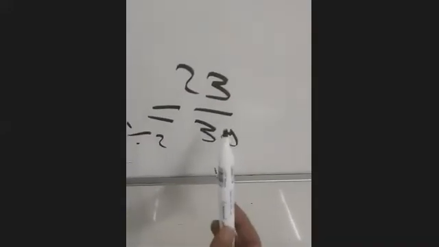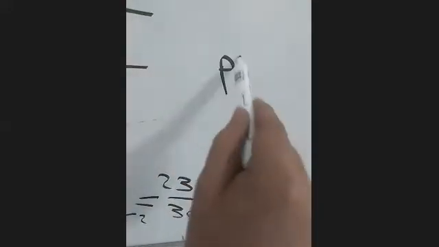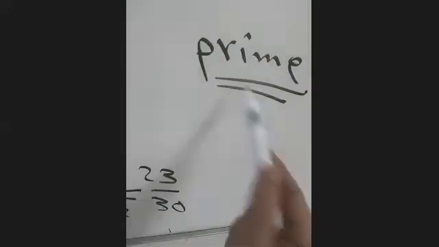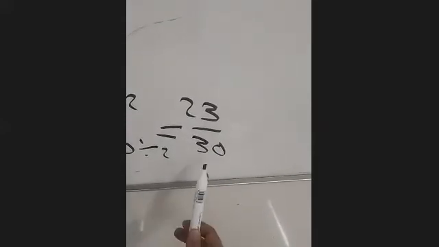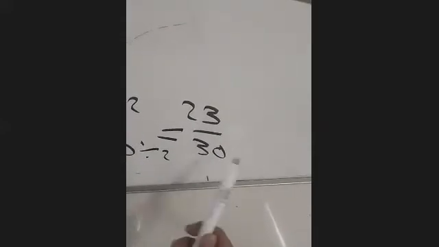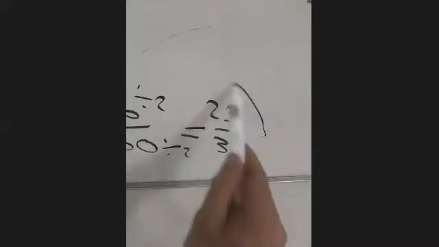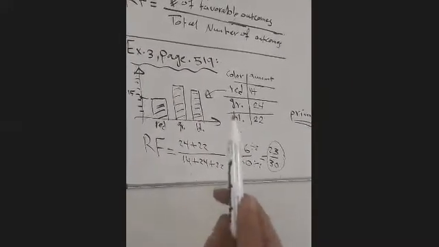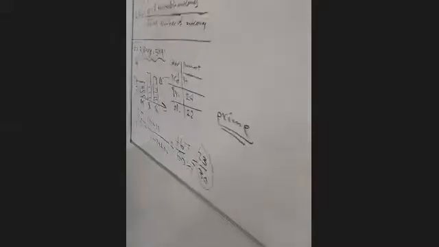Here, 23 over 30, we cannot do more because 23 is already prime. Remember? Prime means it has no factors except 1 and itself. But the 30 has 5, 6, 2, 15, and 23 cannot be divided by any of these numbers. So this is the simplest form and this is the answer. The relative frequency of having a green and the blue is 23 over 30. This is example number 3, guys.